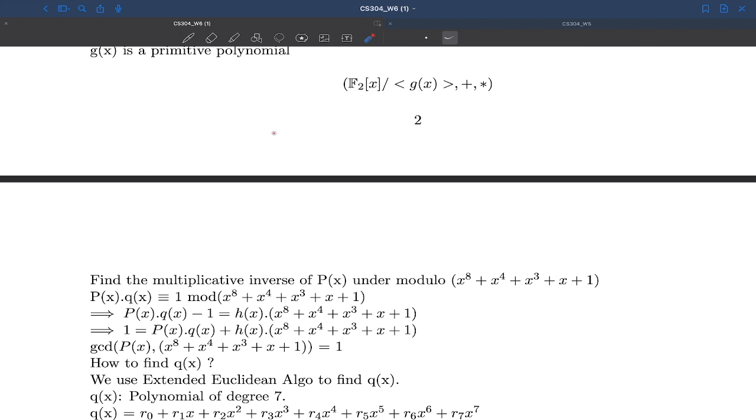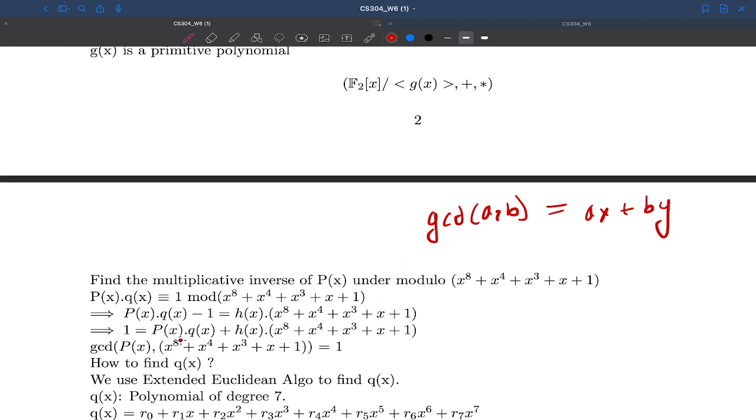If you have studied the extended Euclidean algorithm, it says that the GCD of any two numbers, let's say a and b, can be expressed as a linear combination of those two numbers. What is the linear combination of a and b? That is ax plus by. So ax plus by is a linear combination of a and b. So GCD is nothing but a linear combination of those two numbers.